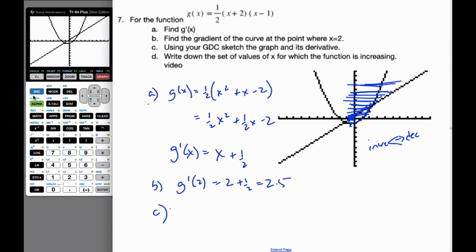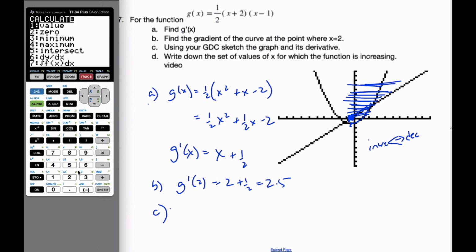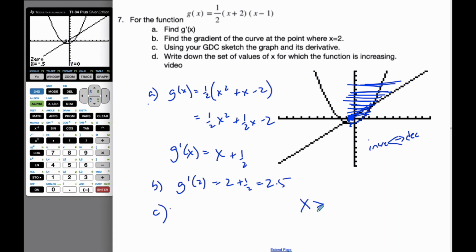So I'm going to find the 0 of not y1, but rather y2. I'm going to go from, I don't know, -2, let's say, to 0. And I'll guess -1. And I can see that when x is bigger than negative 0.15, I know that g of x is increasing.